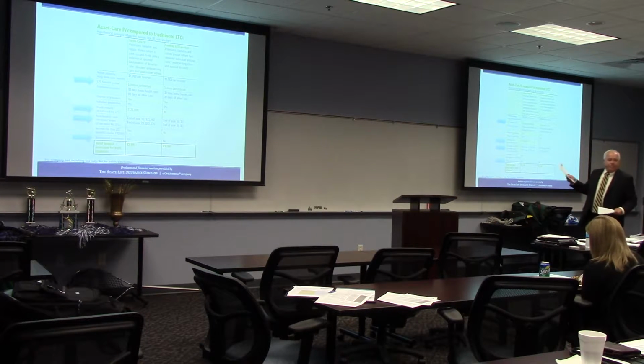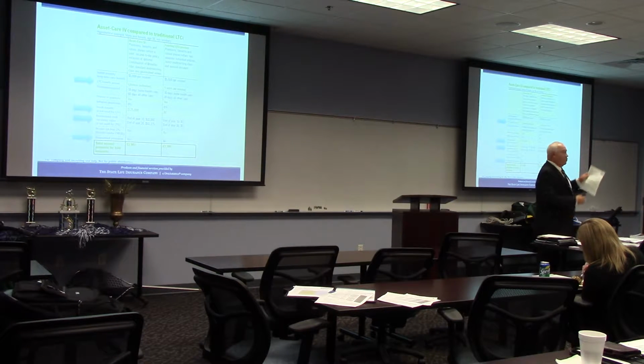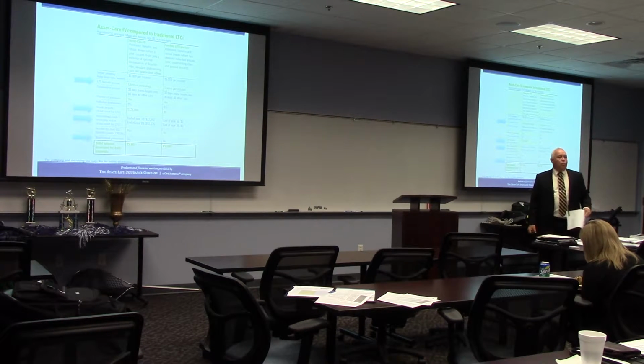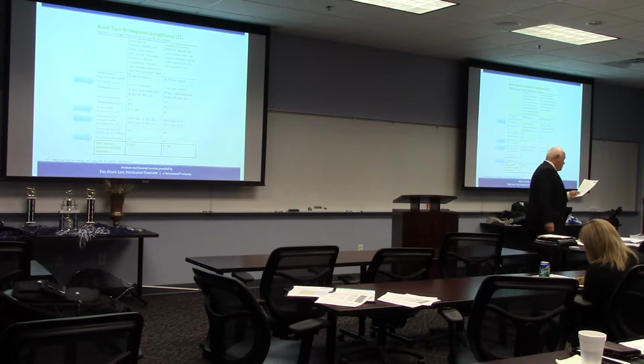So we've got a couple here that are age 55. And we've got Asset Care 4 in the middle, and we've got traditional standalone on the outside. And we said, we want a $5,000 a month benefit. All right, so we're using the same monthly benefit.